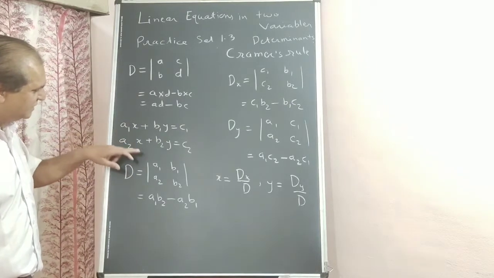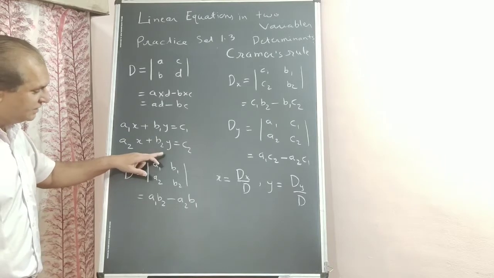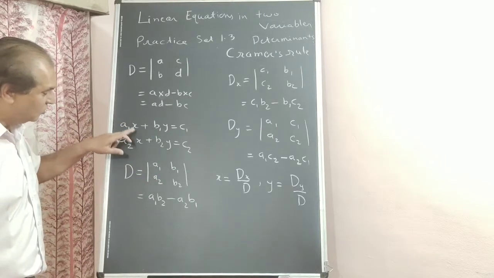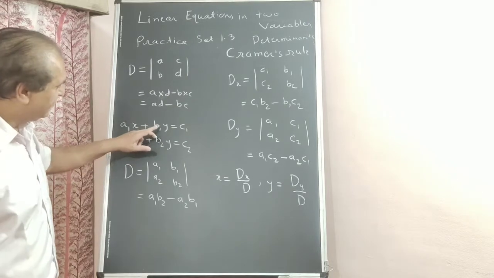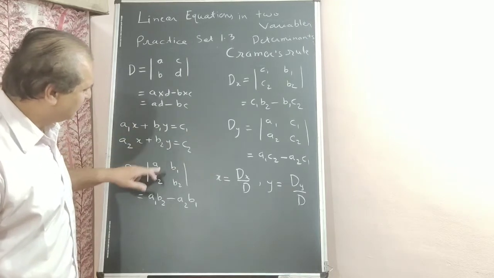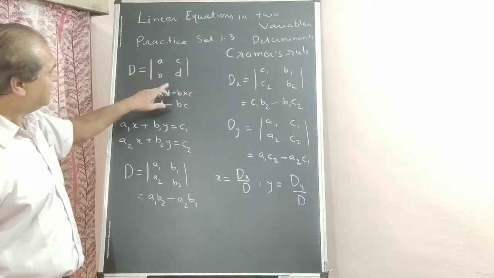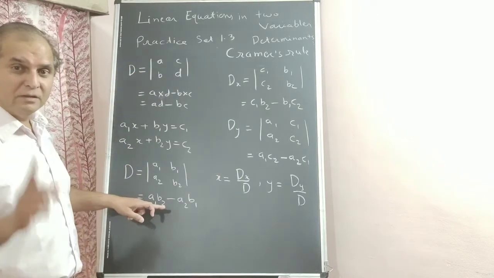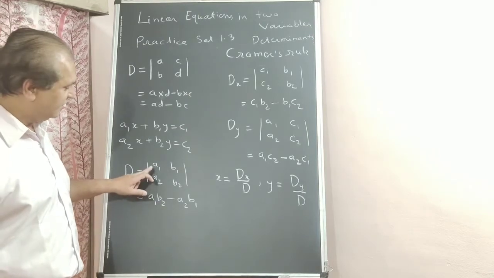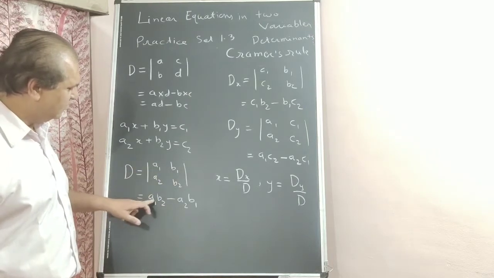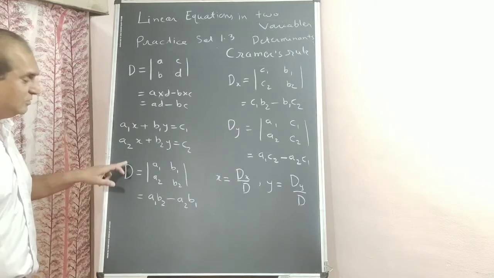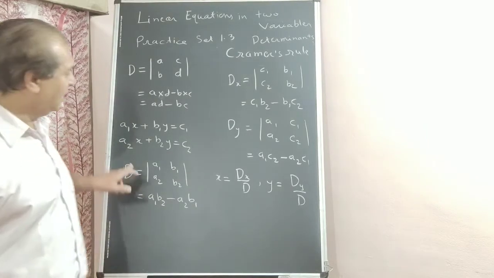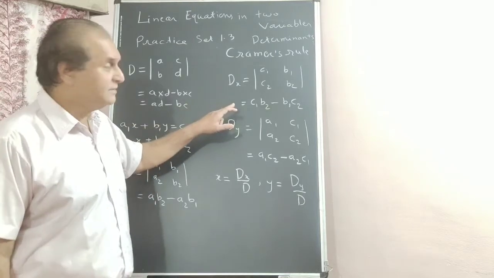How to make determinants of these equations? D equal to: first, this is the x position, this is the y position. X coefficients a1, a2, coefficients of x. Y coefficients b1, b2. The method says this into this, a1 into b2 minus a2 into b1. Don't change direction. a1, b2 minus a2, b1. This way you find D. Got it? Okay.